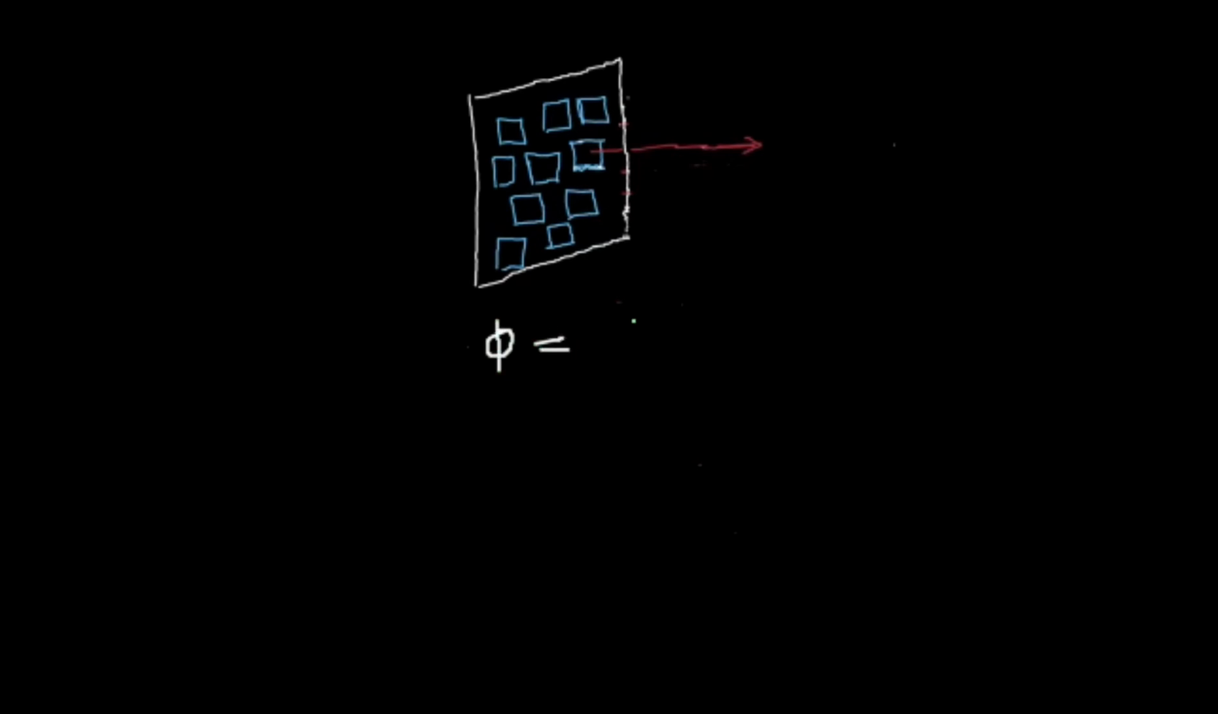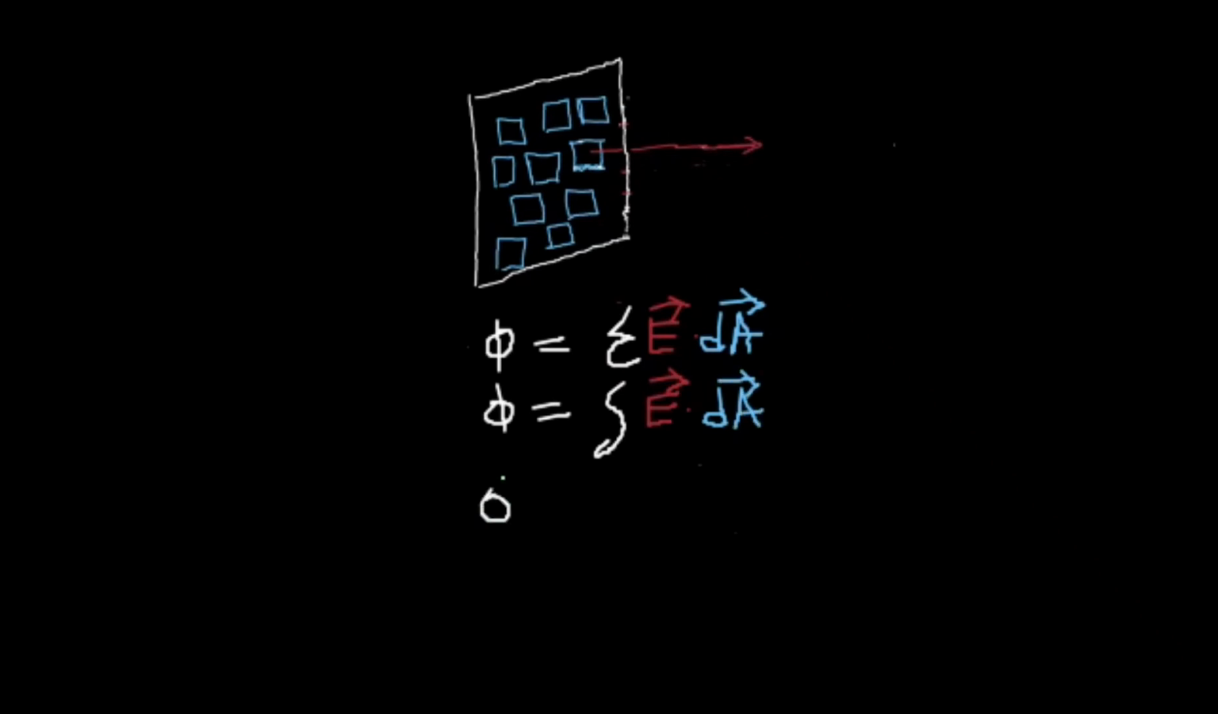Mathematically, electric flux is equal to the summation of the dot product of the electric field and the small area vector. As the A approaches zero, this expression becomes an integral. Since the electric field is constant in this case, we can bring it out of the integral. The integral of the A is A, so flux of the surface is equal to the electric field vector times the area vector, which is E times A.